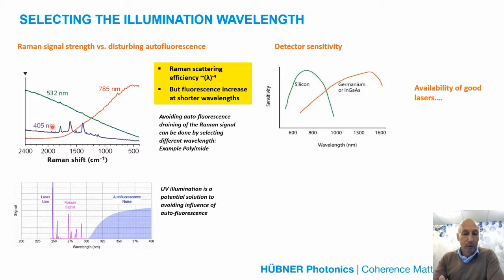There's another possibility to avoid the problem of autofluorescence background, and that is to go further down, deeper in the UV for the illumination. Here you typically have even more fluorescence. However, typically the autofluorescence does not really appear until over 300 nanometers, which means that going deeper down in the UV opens up the possibility to both illuminate and record the Raman signals in this window here before autofluorescence sets in.